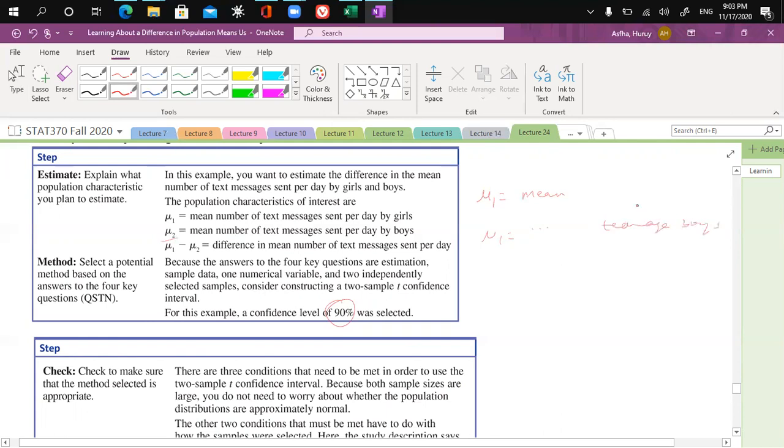Either way, it doesn't matter. It's up to your definition. So always you have to define which one is mu1 and which one is mu2. And based on that, you make your inference.